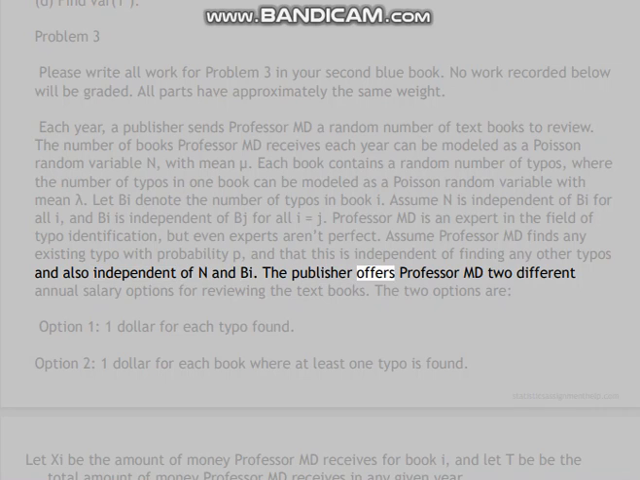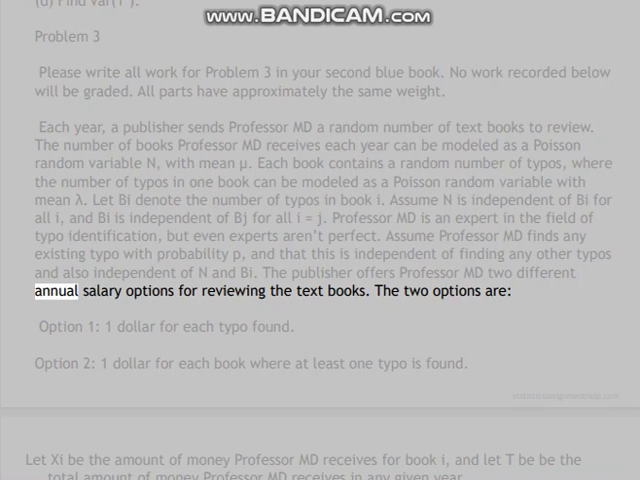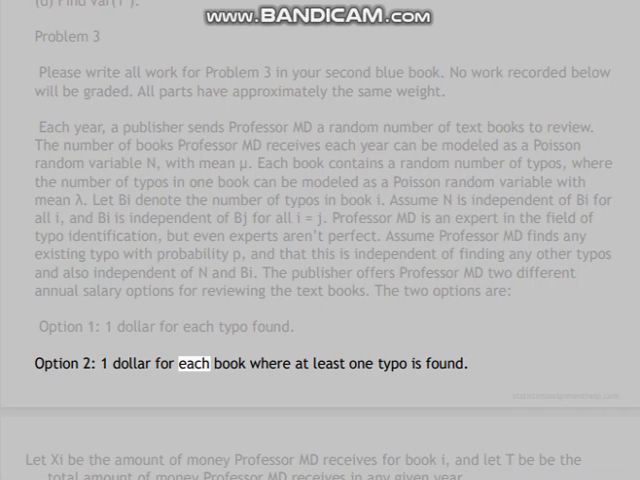The publisher offers Professor MD 2 different annual salary options for reviewing the textbooks. The two options are: Option 1, $1 for each typo found. Option 2, $1 for each book where at least one typo is found.